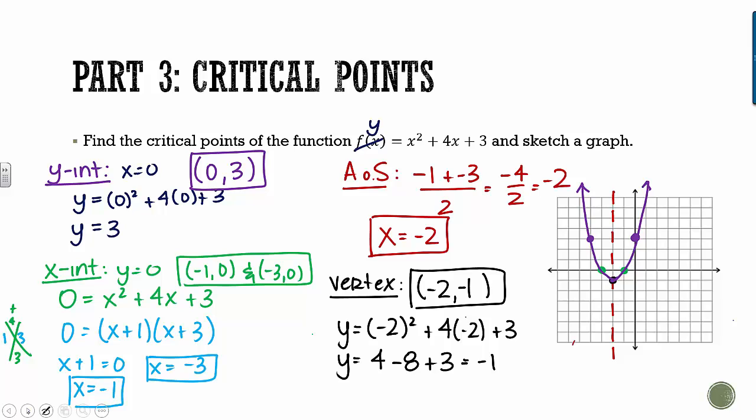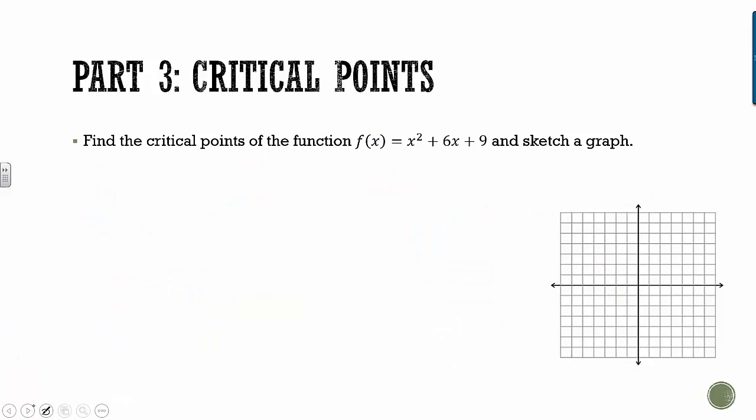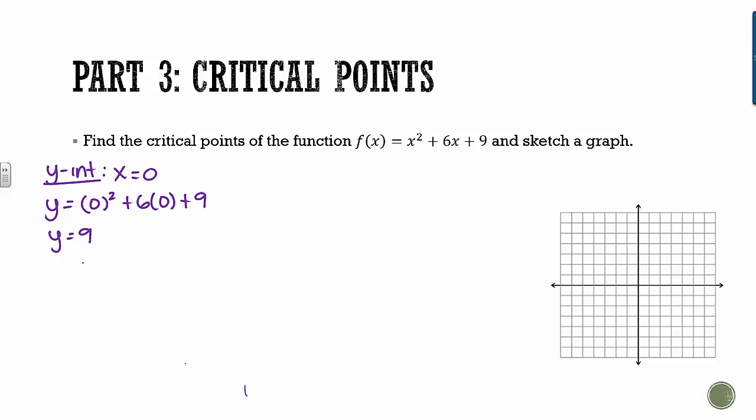So let's try one more together. Let's find all the critical points of x squared plus 6x plus 9. So the first one we're going to find is the easiest, the y-intercept. And remember, that's when x equals 0. So we get y equals 0 squared plus 6 times 0 plus 9. All that's left is the 9, and we just made a point, 0, 9.